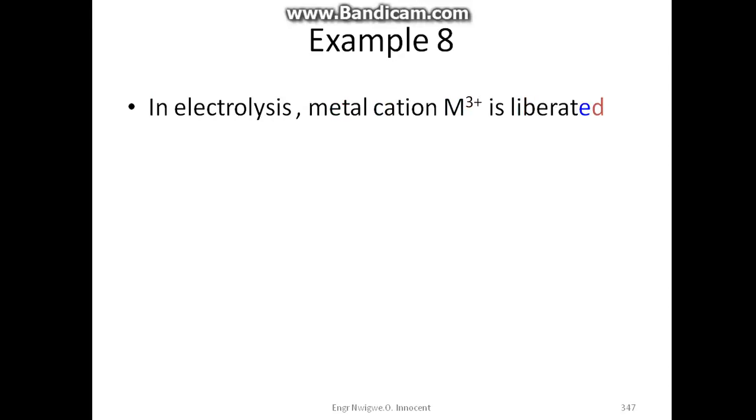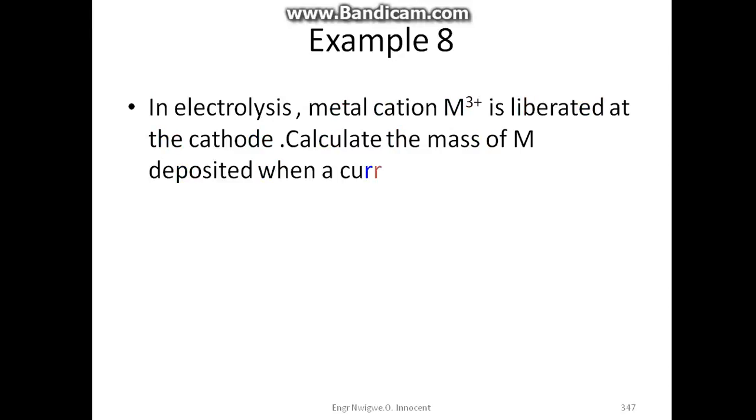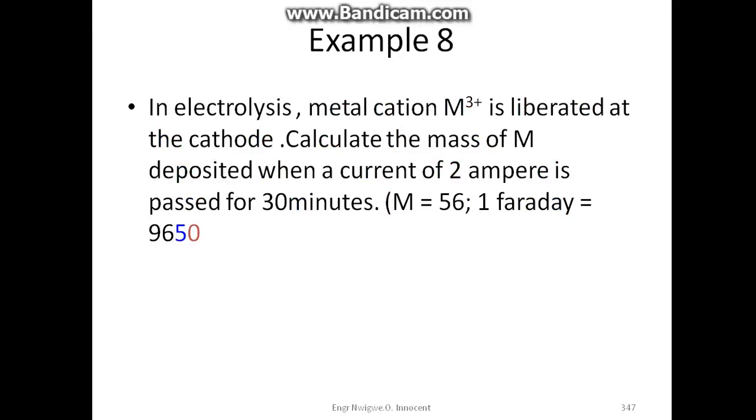Example 8. In electrolysis, metal cation M having 3 positive valence is liberated at the cathode. Calculate the mass of M deposited when a current of 2 amp is passed for 30 minutes. Relative molar mass of M is equal to 53. 1 Faraday constant is equal to 96,500 coulombs.